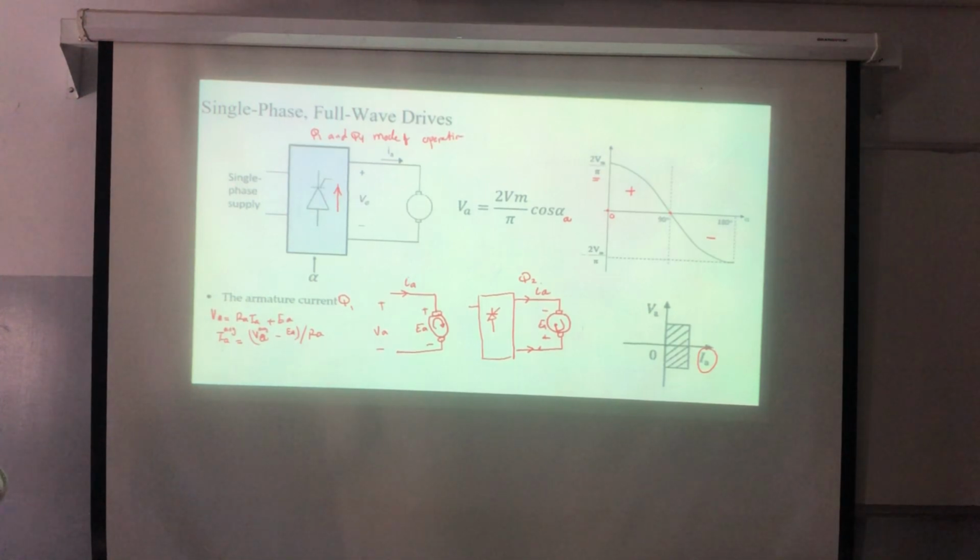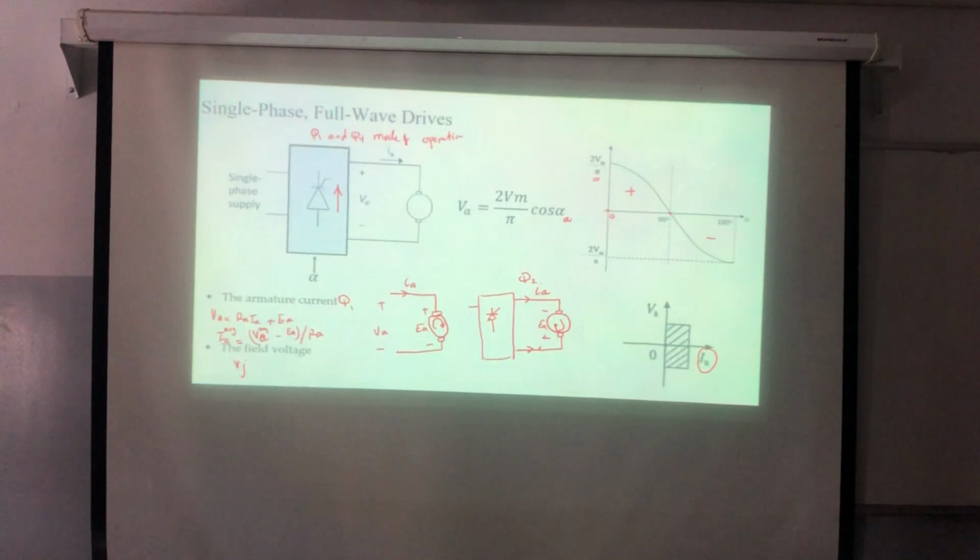Who can give me the average value for the field voltage? Except that A will go to F. So simply, if I'm using a single phase, full wave converter to control the voltage for the field circuit, in this case VF, I can write it: VF will equal 2 Vmax over pi cosine alpha F. Correct? Very simple, very straight.